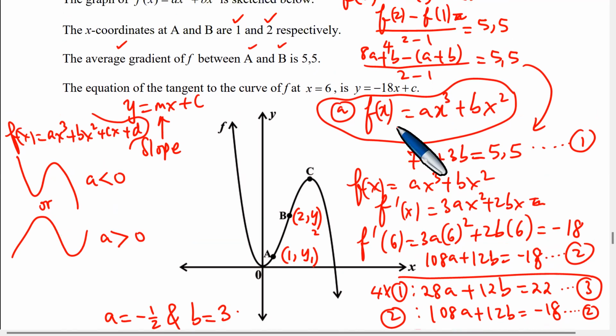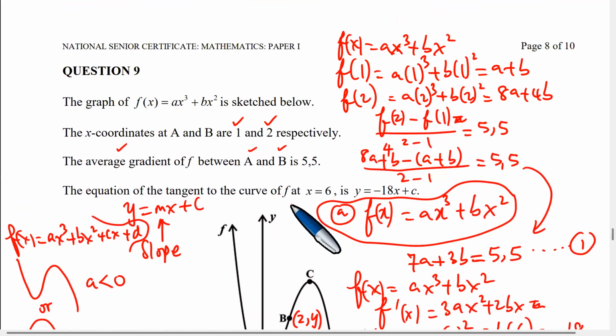Right. We started as follows, and we were given a couple of things. They said that at A and B you have the x coordinates, which are 1 and 2. So you have 1 and 2 at the points A and B. So you therefore had x is 1 and 2, and then you got a plus b, and then you put the 2 here, and it is 2 cubed plus that, which is 8a plus 4b.